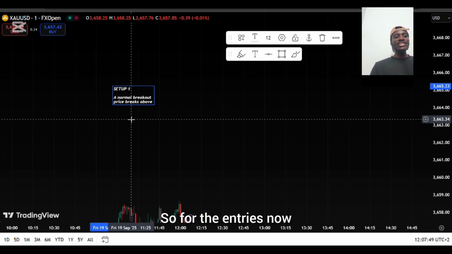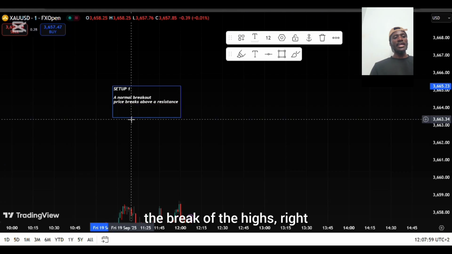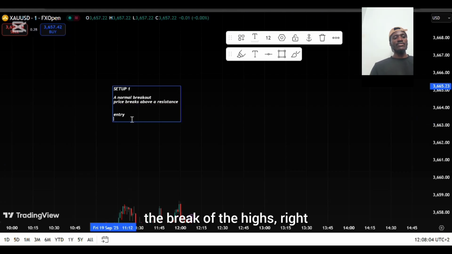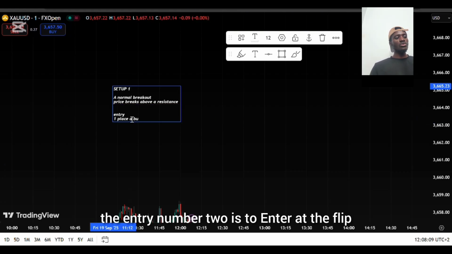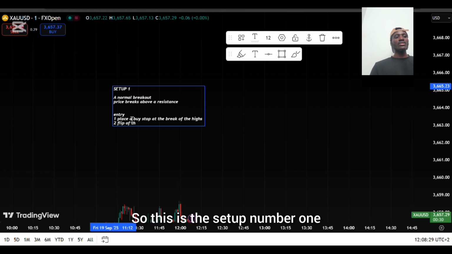So for the entries now, the first entry is to place a buy stop at the break of the highs, right? Then the entry number 2 is to enter at the flip of the candle. Then the last entry is to enter at the major area, right? So this is the setup number 1.